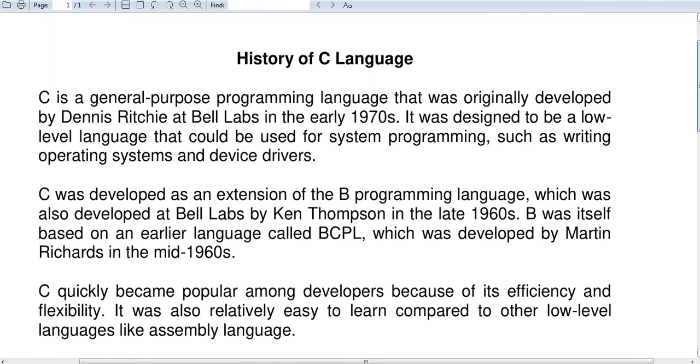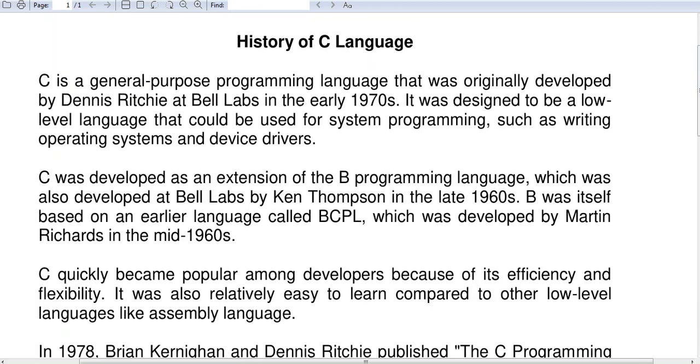Okay guys, so this is the end of my discussion about history of C programming language.